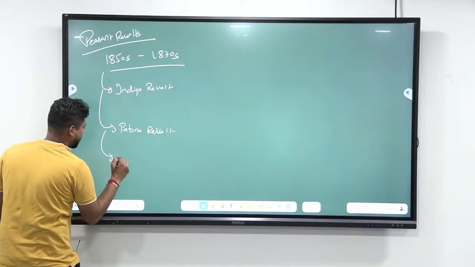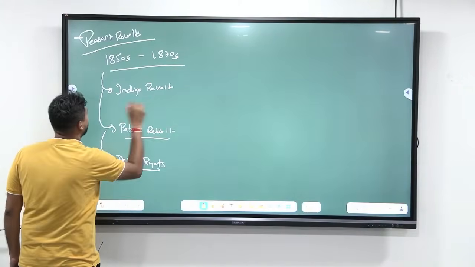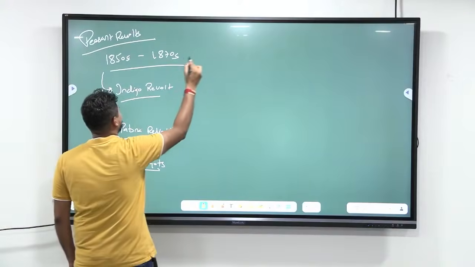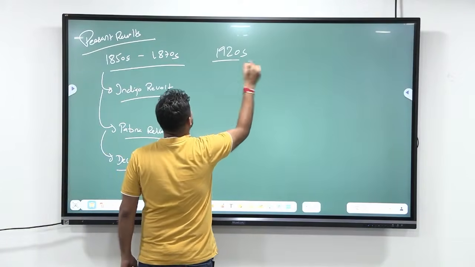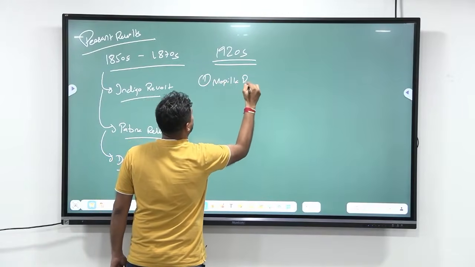Then you have Deccan Riots. So, these are the three important revolts that happen from 1850s to 1870s. The next is 1920s. In 1920s, you have the Mopila Rebellion.